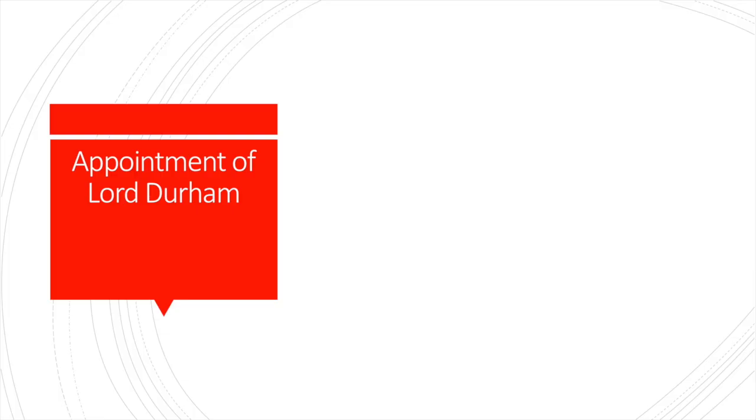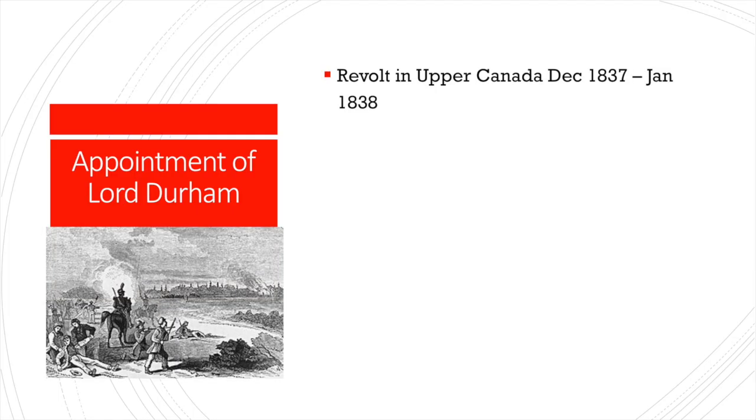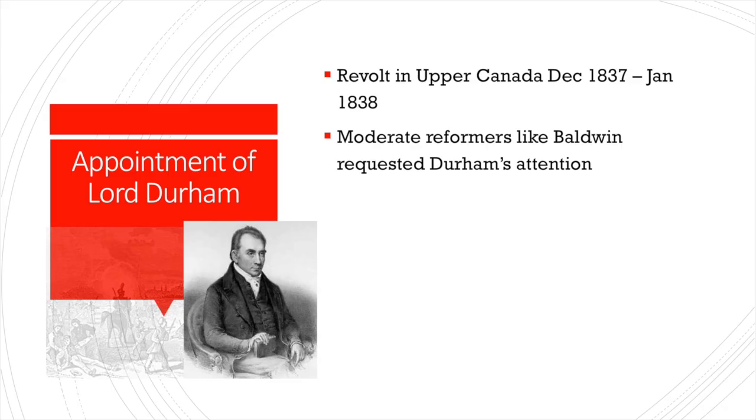So the appointment of Lord Durham. Now, remember there were two revolts in Canada, one in Upper Canada, one in Lower Canada. In Upper Canada, it was a very small revolt compared to the one in Lower Canada, and it lasted for about a month. Okay, so after the revolt in Upper Canada ended, you had moderate reformers like Baldwin, who demanded that Parliament pay attention to the problems in Canada and solve them.